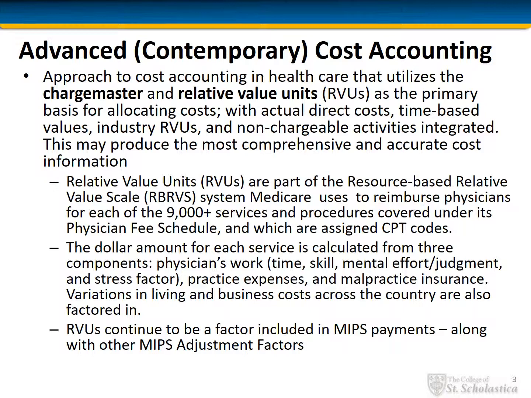RVUs originated in CMS as a system to pay physicians for providing services to Medicare beneficiaries. The RVUs are the result of factoring in the work, the amount of time a service requires, skill level, such as primary care physician versus specialist, mental effort judgment required to perform the service, and a stress factor. These four factors can obviously be interpreted in many ways within any given specialty, so there is a very formal process to obtain physician input into the factors and to maintain their validity over time.